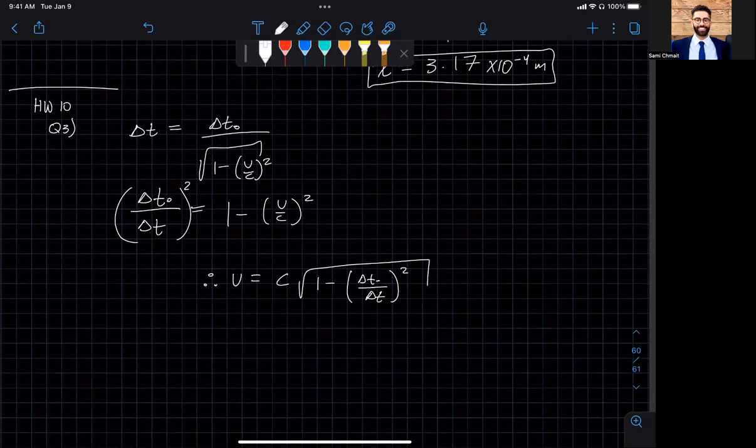Like that. And now all you need to do is plug in. Remember, I told you what delta t naught is going to be equal to and what delta t is going to be equal to. You're going to solve for your velocity. It's going to be some decimal and then c, right? Because we have the speed of light there also. Cool. I'll let you guys plug that in.